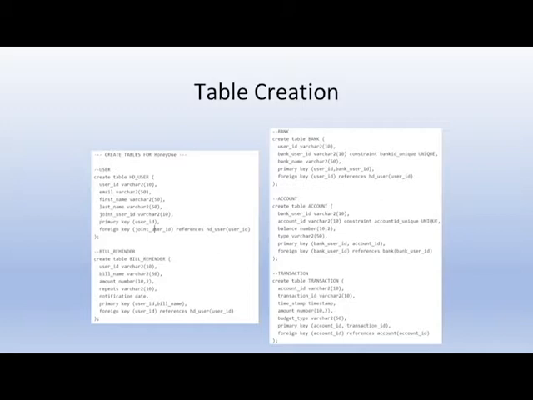So for instance, under the bank create table statement, you've got bank user ID, varchar 210, and then a constraint for bank ID unique, making sure that bank user ID is a unique constraint that allows for the account table to have a foreign key back to that on the bank user ID referencing the bank user ID.